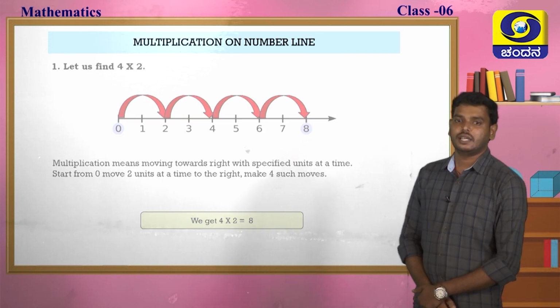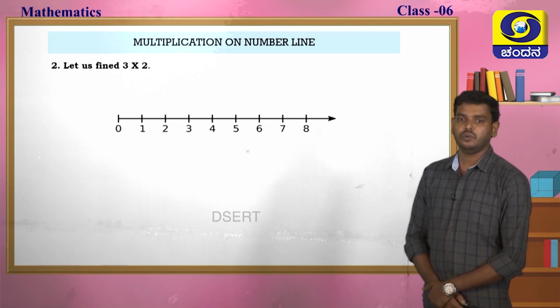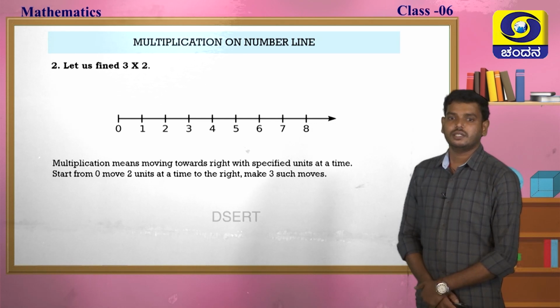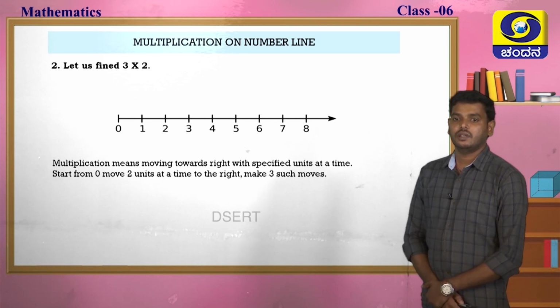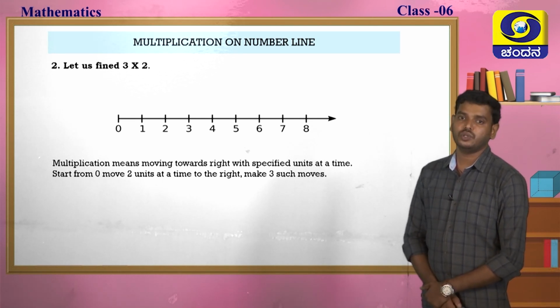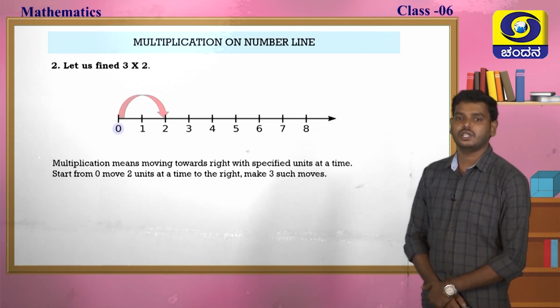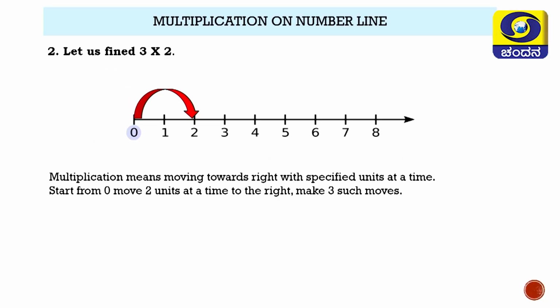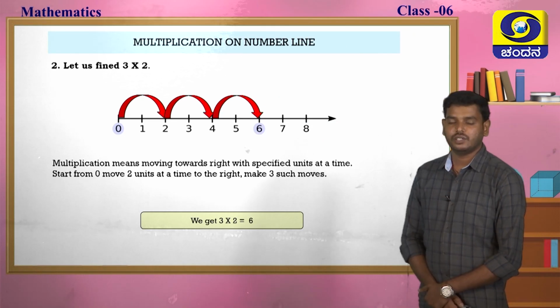Let us move to another example, that is 3 into 2. Draw the number line with the numbers 0, 1, 2, 3 etc. Start from 0, move 2 units at a time to the right. Make 3 such moves. Yes, of course, 2 units with 3 jumps starting from 0. We start from 0, 2 units as one jump. So, first jump, second jump and third jump. Is it correct, children? So, we reached the number 6. Hence, we get 3 into 2 is equal to 6. I hope you have understood, children.